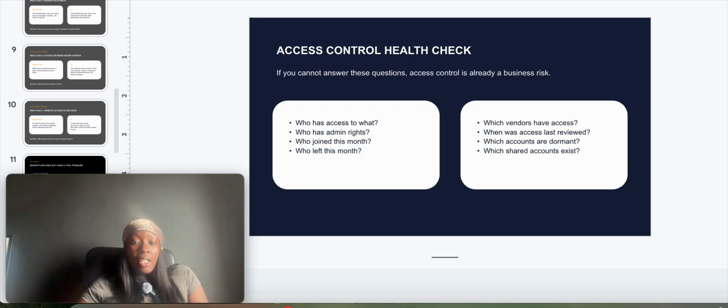So, access control health check. If you can't answer these questions, then access control is probably a business risk for you.